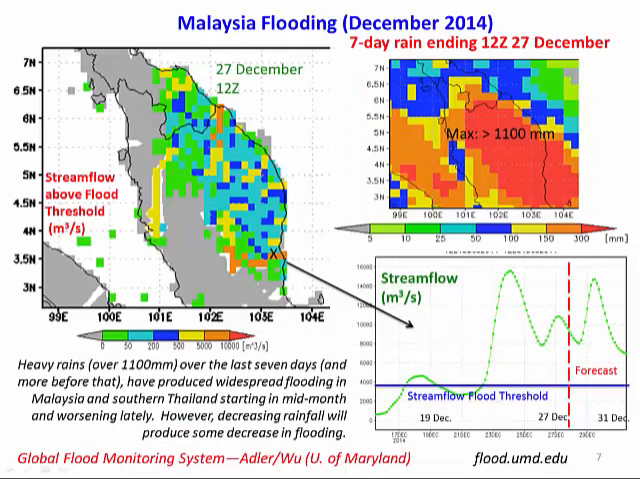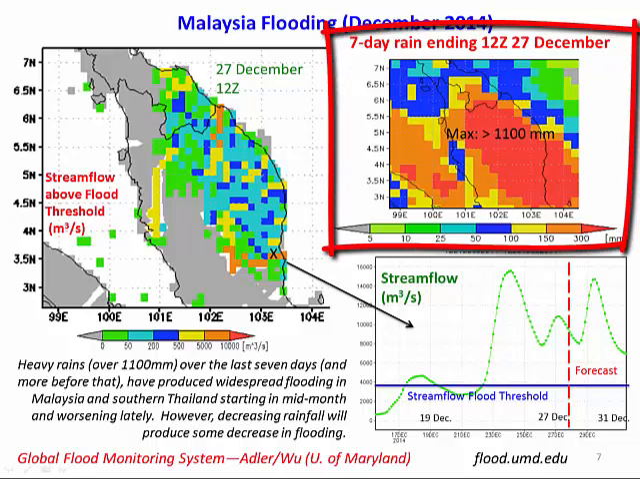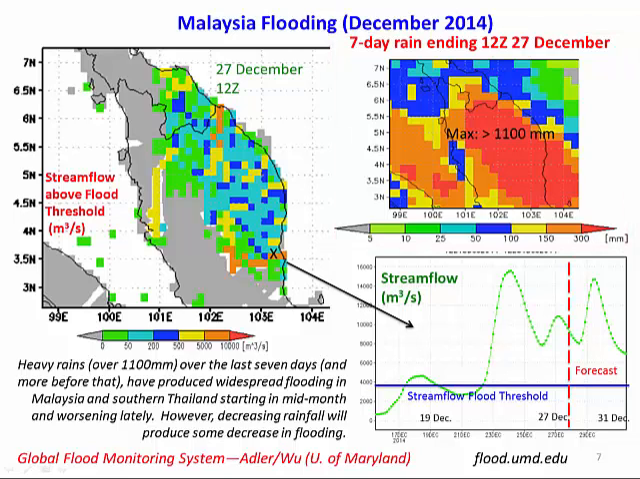I'm going to show you another example. This is over Malaysia also back in December. And here you can see the stream flow above the flood threshold map, and you get an idea of the variations. And this is a very heavy rain event, where this is a blow up of the 7-day rain ending on 7th of December, and there was over 1,100 millimeters of rainfall right in this area. And you can see the stream flow calculation as a function of time at this point down here.